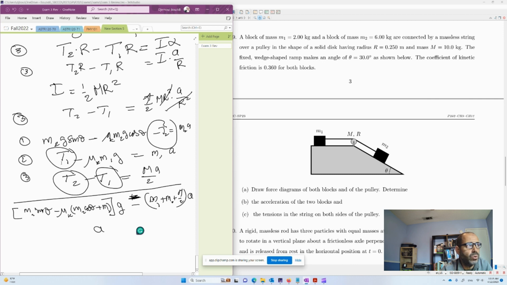Or if you wish to go to equation 2 and find T1, because it's in terms of mu k m1g plus m1 times the acceleration that you just computed. As a matter of fact, these two equations serve as a mathematical check on your answer.